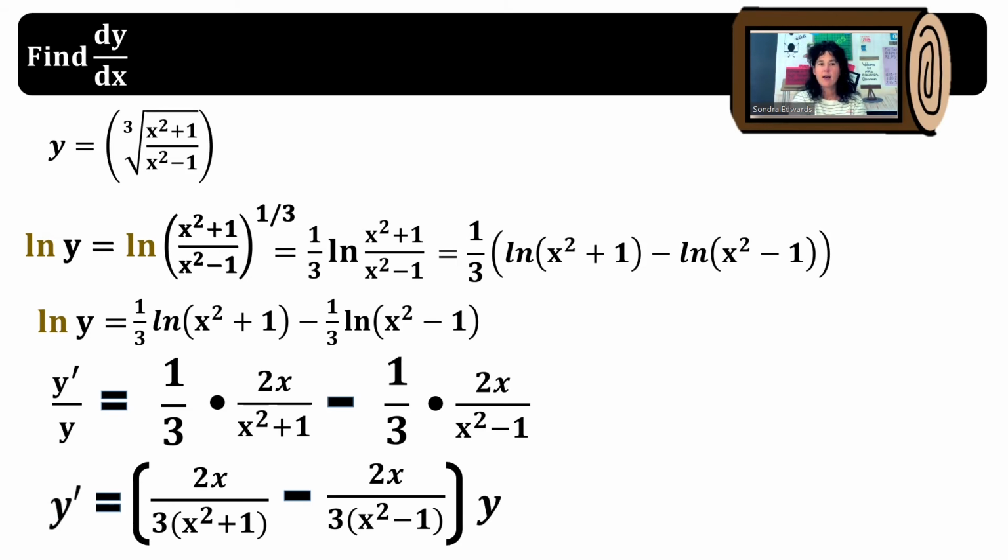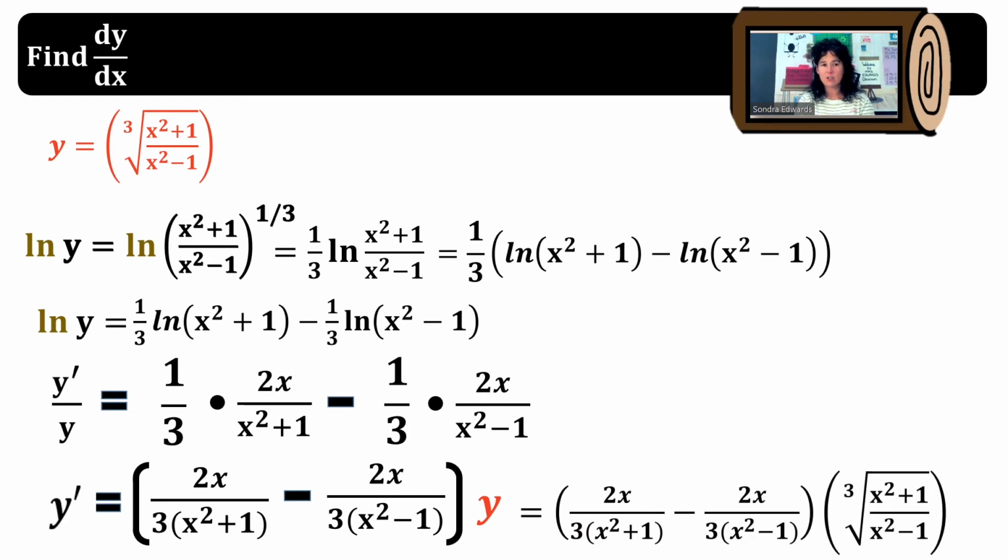I want to also make sure that my final answer, right, dy/dx is the same thing as y prime. I want it in terms of x, so I want to replace this y with the original. See how we can use the original equation to replace it? And when we replace it, now our answer is in terms of x. We have the answer to the derivative. It is in terms of x.